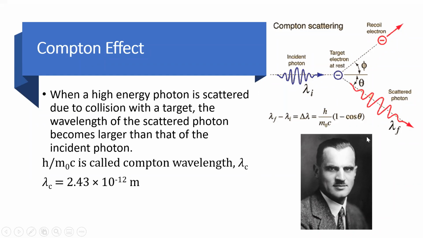Now, if the angle is 0, cos 0 is 1. So if the angle is 0, that is the initial incident photon goes on without giving anything to the target. If the incident photon goes on straight, which means it is not scattered, then this will become 1 minus 1, 0. There is no change in wavelength. Initial wavelength will be equal to the final wavelength. So the incident photon will go on straight. So this equation you have to remember, which is called the Compton equation.